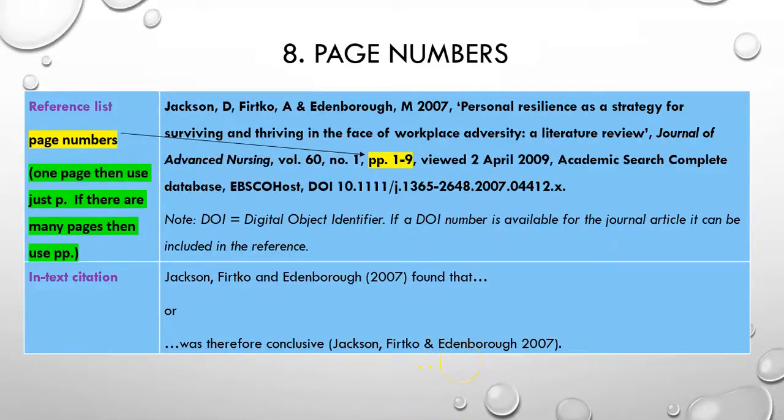Then we write page numbers. If there's just one page, you would put P. and the page number. If there are more than 1 pages, then you put pp. and the page numbers, as here, pages 1 to 9.